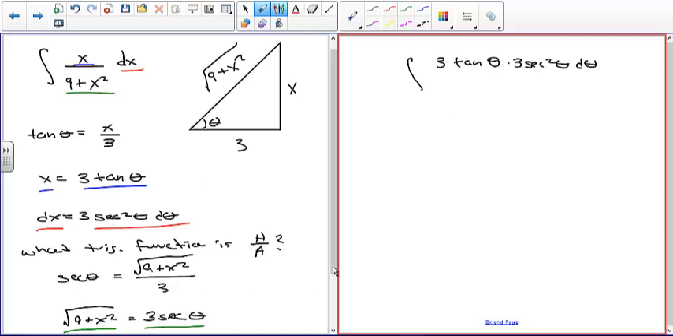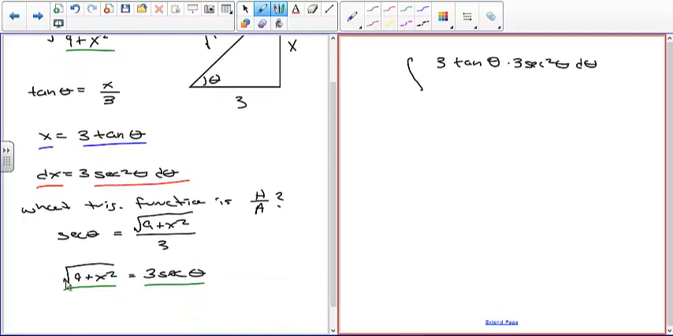And the denominator is going to be 3 secant theta squared, because what I have in the denominator is 9 plus x squared, and the substitution is the square root of 9 plus x squared. So if I square this, I'll have that. Therefore, I need to square that. So those are my substitutions.